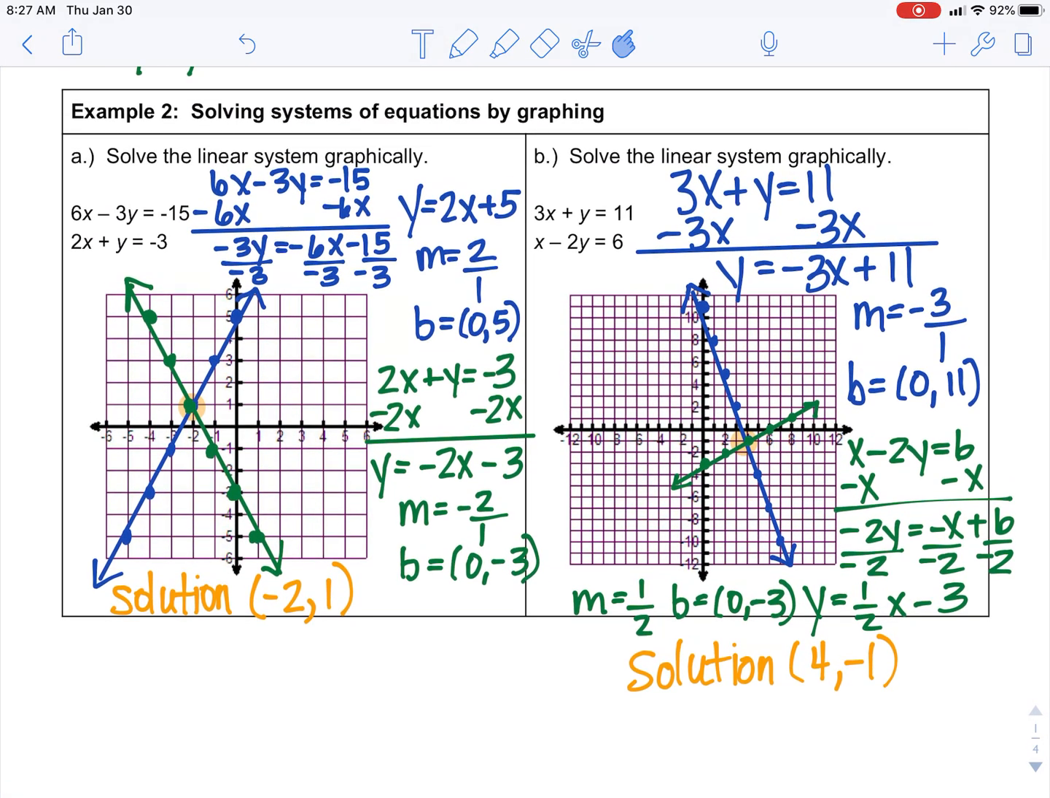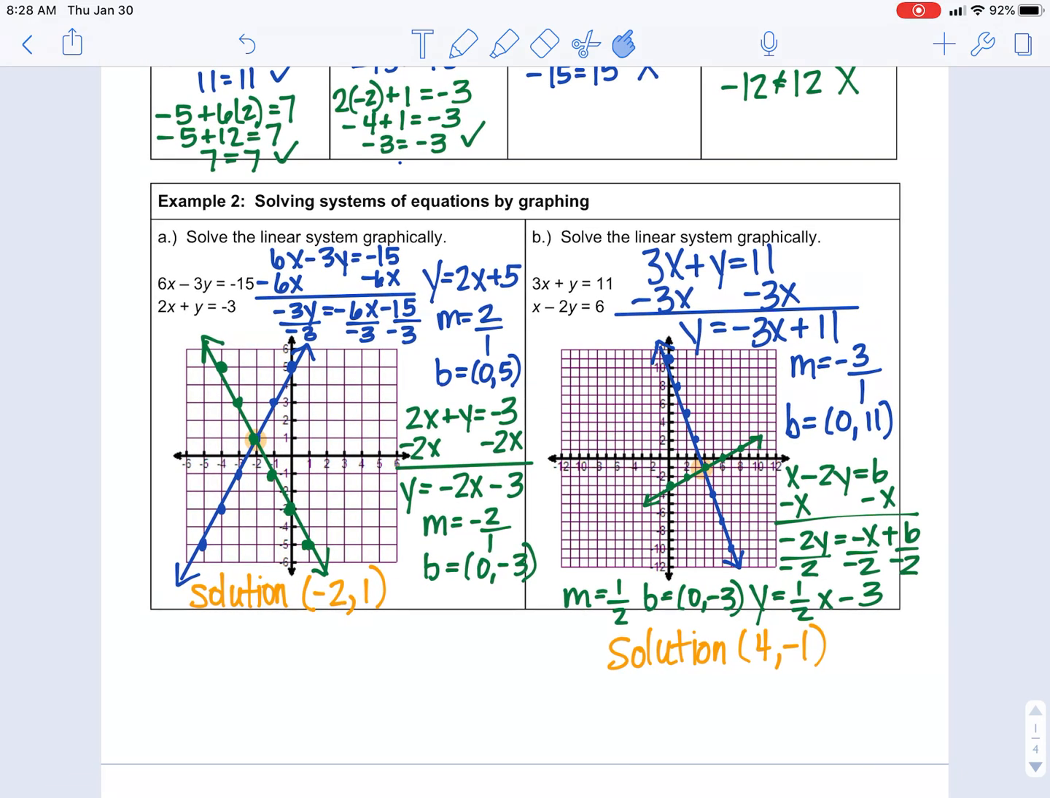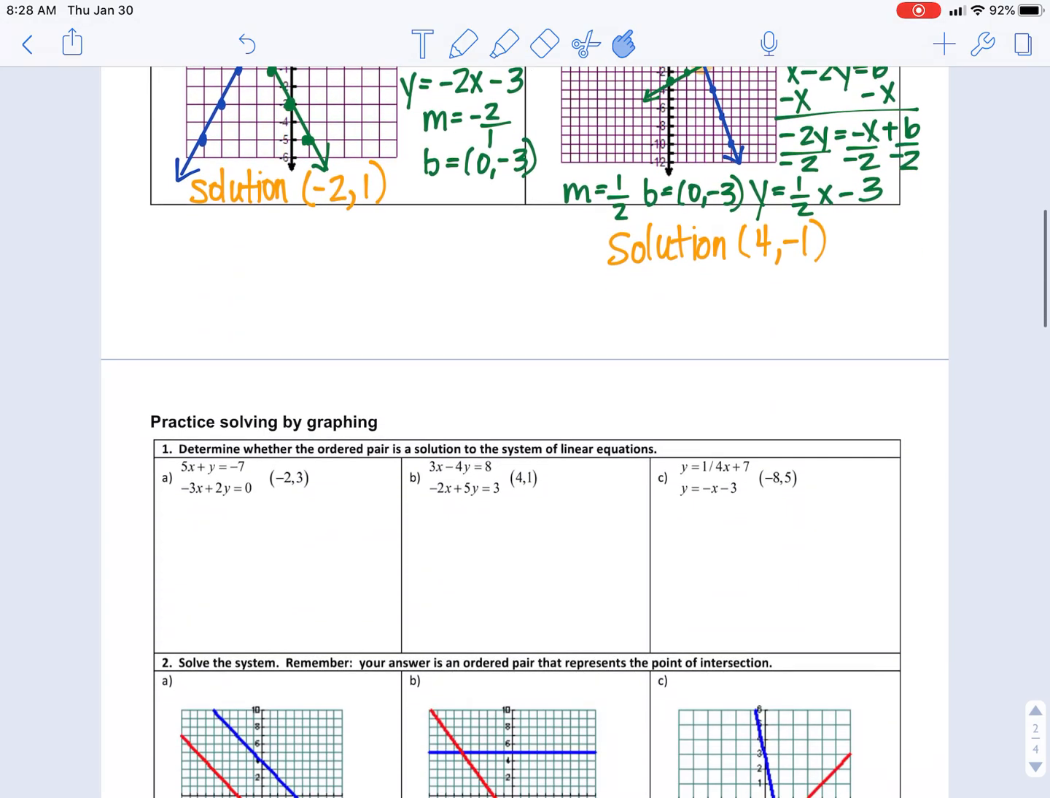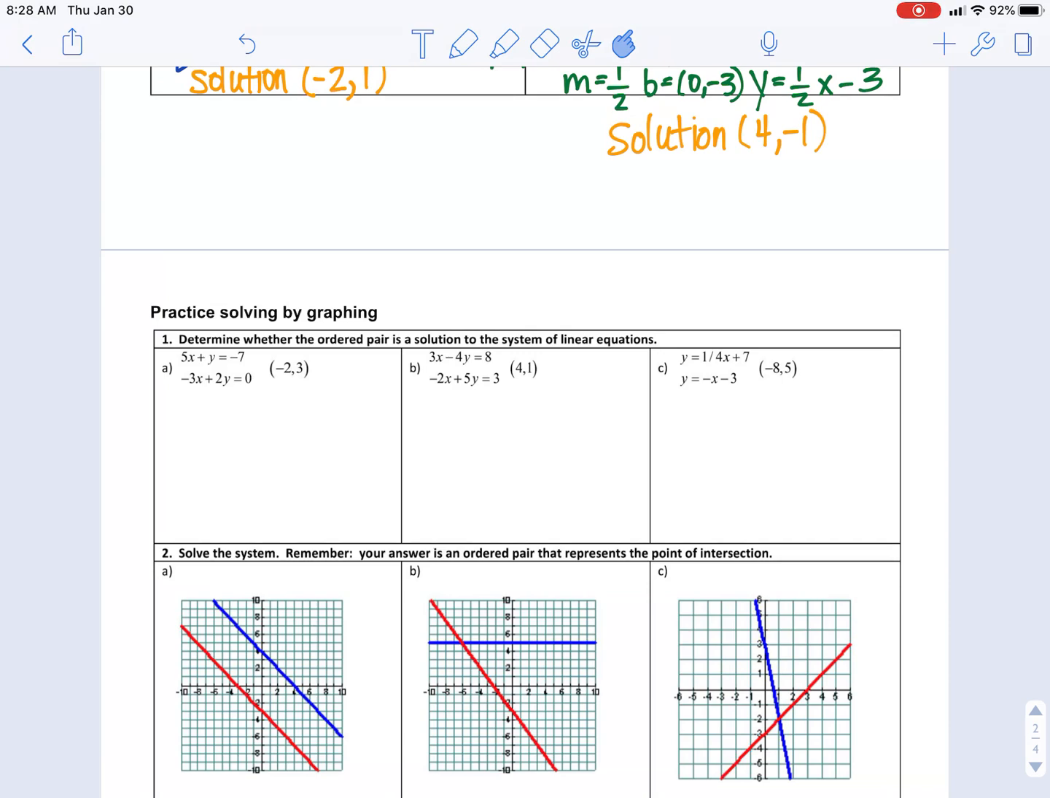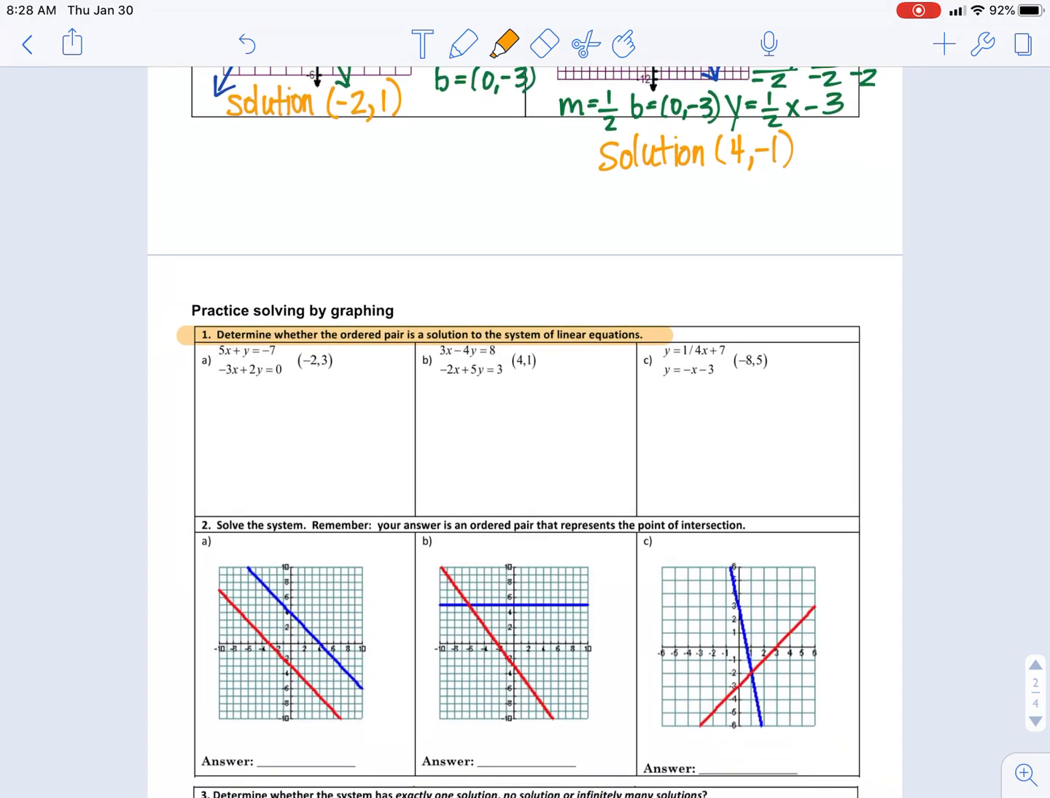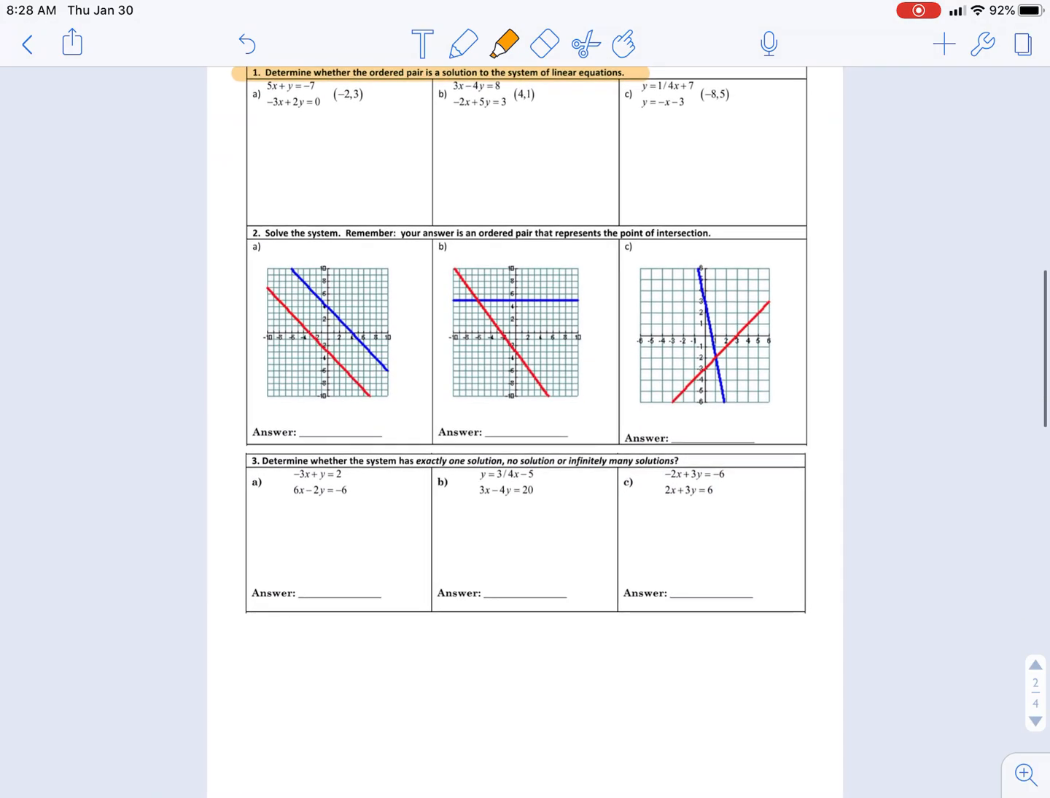So in review, to find solutions of systems, you graph two linear equations in the format y equals mx plus b in order to identify your slope and your y-intercept. The solution is where the two graphs intersect, and you can write a coordinate point for those. So what you're going to do is go down here to the bottom, and I would like you to do the practice solving by graphing. So you're going to do this set, which has 3 problems, A, B, and C.